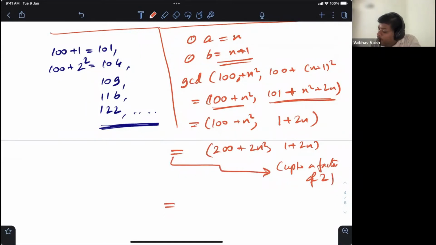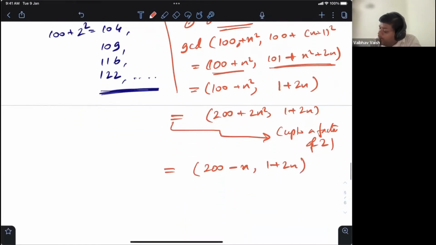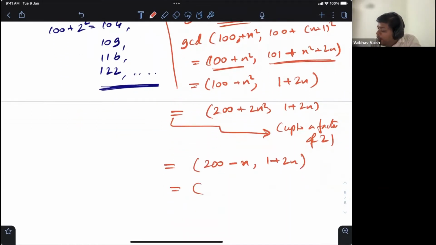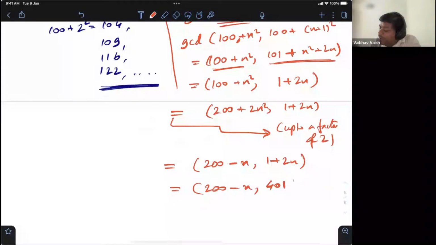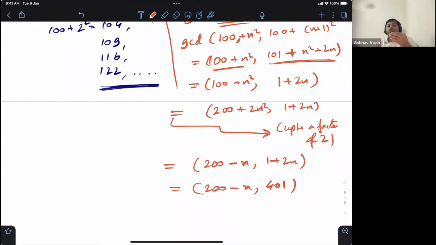And then what you can do is multiply this by n and subtract. So what you will get is 200 minus n and 1 plus 2n. So I'm multiplying this by n and subtracting from the previous thing. And then I can multiply this with 2 and add. So I get 200 minus n, 401. And as before, this is what we are doing: quotient, remainder.